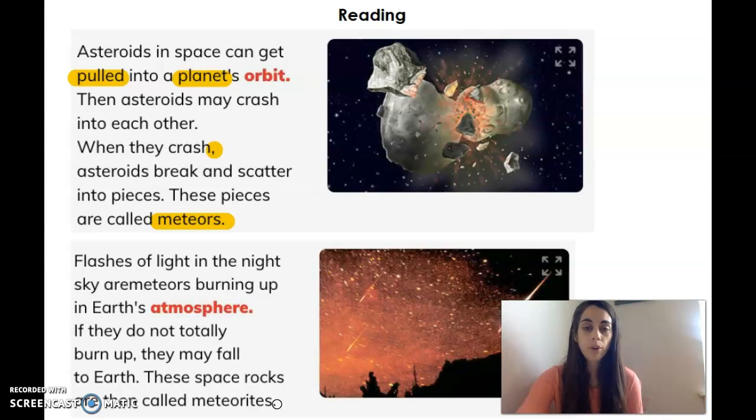Okay, now we're going to practice reading the paragraphs. Please read the first paragraph out loud with me. Por favor, lea el primer párrafo en voz alta conmigo.